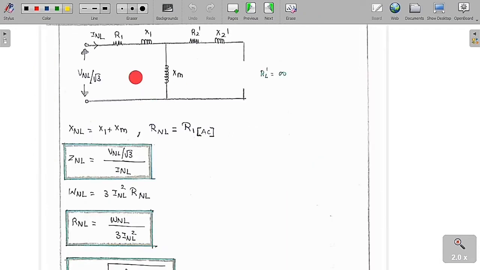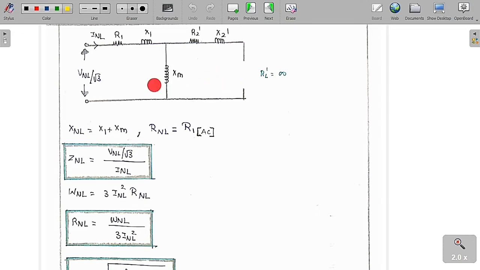Now I will draw the equivalent circuit diagram of this induction motor with respect to the stator. This is R1, X1, this is Xm, because RC is a very huge value, so we are going to neglect it. This is R2 dash, X2 dash, and RL dash into 1 by S minus 1. As slip is nearly equal to 0, 1 by 0 is infinity, and infinity minus 1 is again infinity, so it is an open circuit.